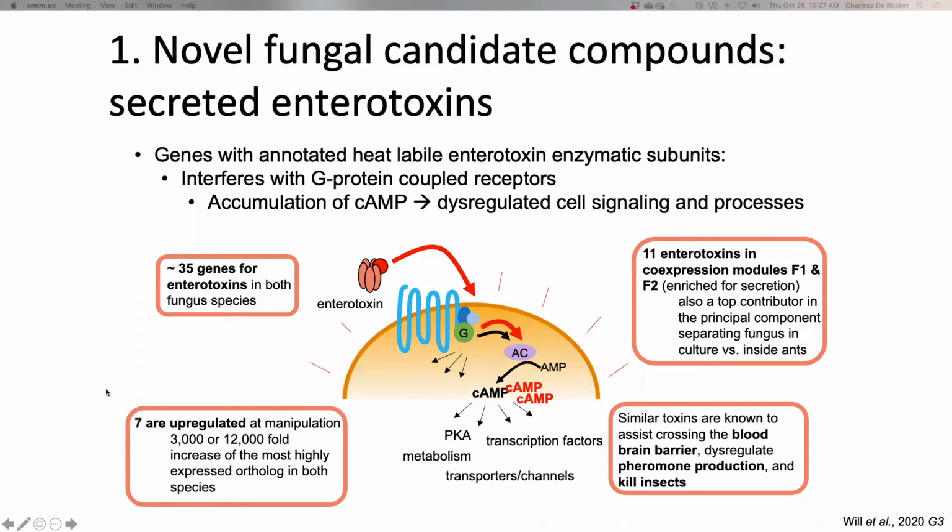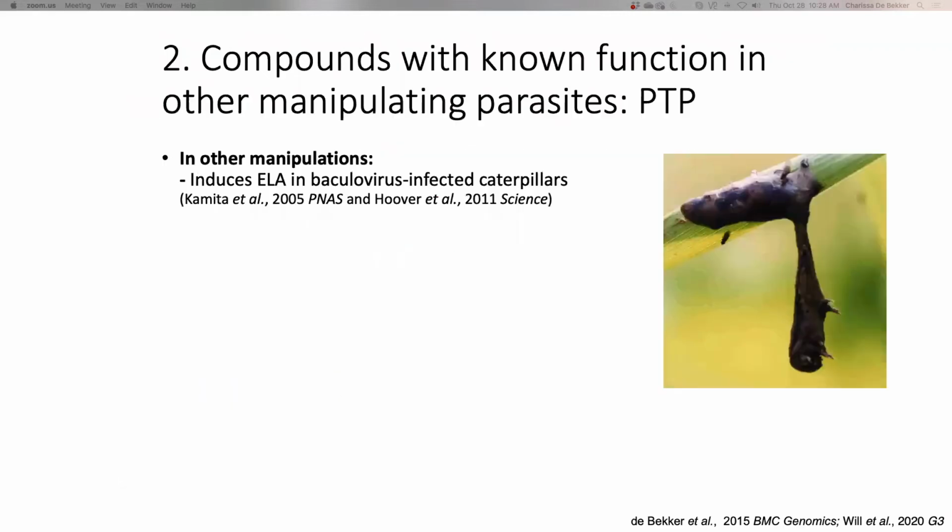So 7 of these are upregulated at manipulation, and there's specifically one that was upregulated really highly in both the species pairs that we looked at, so both Ophiocordyceps from South Carolina and from Florida. And we found them, they keep on popping up across all the different independent analyses that we do. So this is one of the candidates that we're really, really interested in.